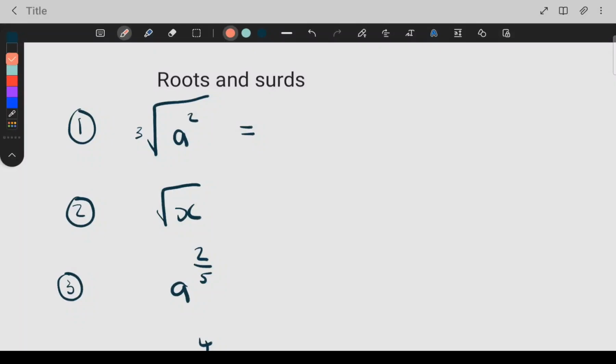Hi, grade 11. Let's do roots and surds. Today I'll be focusing only on the roots, right?